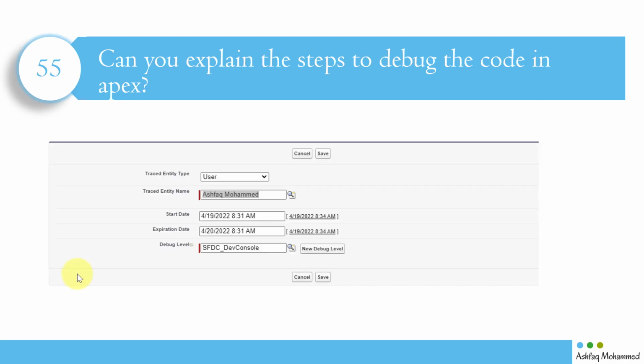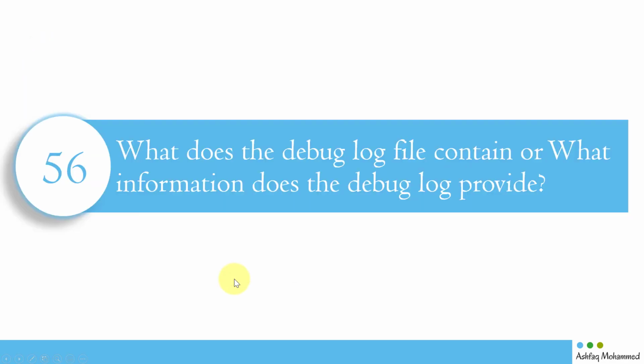So like this, you select the user. You can even select the class also, if you want to run the debug logs for that particular class every time anyone is running it. But I suggest going with the user, so that you will not have a lot of debug logs in your queue. Then select the person for whom you want to run the debug logs, and then the start date and end date, and then the level.